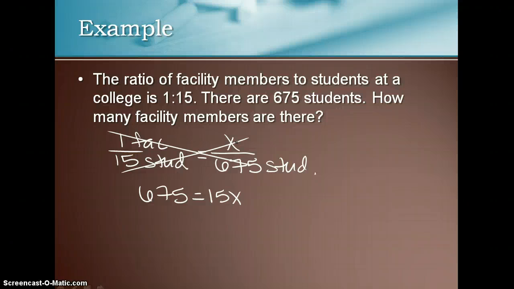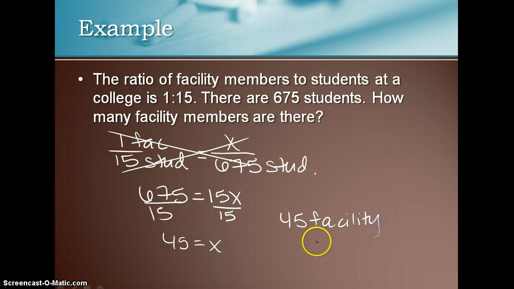Okay, so from here we now have an equation. So we just have to divide both sides by 15. And you're going to get 45 is equal to x. So the answer would be 45 faculty members. Okay. And again, I had to set up a proportion in order to solve this.